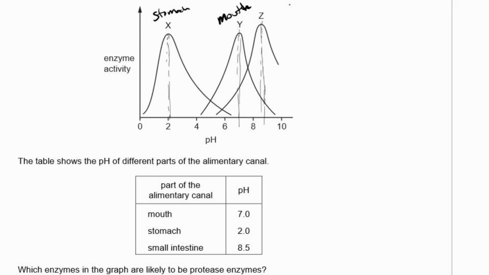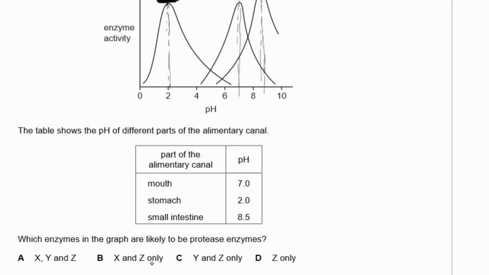And the small intestine, pH 8.5, small intestine. So, protease enzymes. Where do protease enzymes work? Well, there's more than one type of protease enzyme. You have some protease enzymes that are in the stomach, and some that are in the small intestines. They're clearly not the same enzyme because they have extremely different optimum pHs, but some protease works in the stomach, some in the small intestine, so let's see if that's one of the answers.